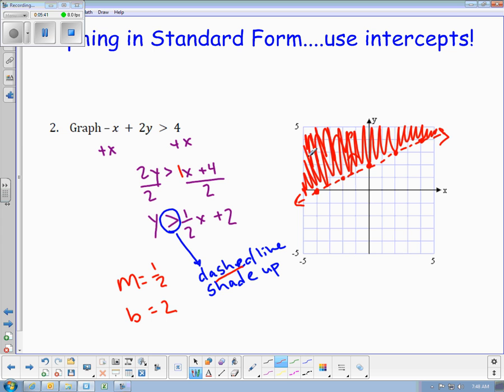Okay. If you wanted to check your answer, you could always pick a test point. Like, let's say I pick, I don't know, what's that? 0, 1, 2, 3, 4, 0, 4. We could take 0, 4 and plug it into the original inequality, that one right there, and see if it gives you a true statement. It should give you a true statement if it's in the shaded region.